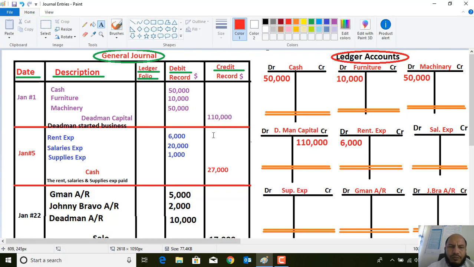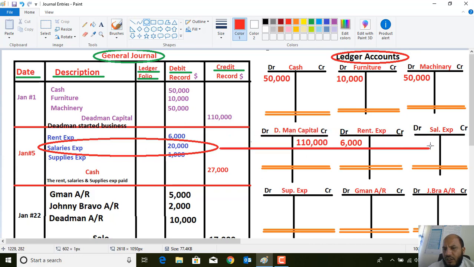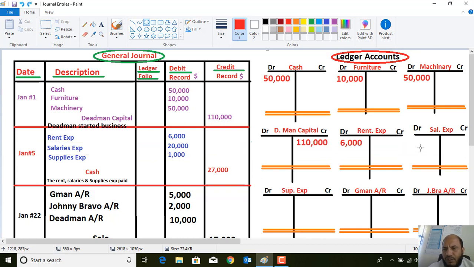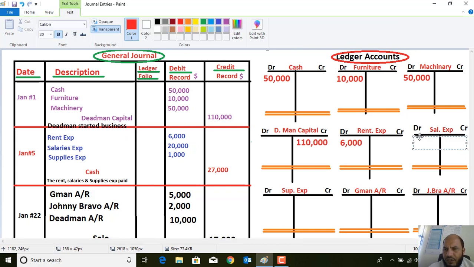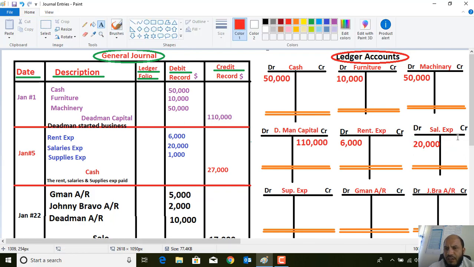Now, dear students, we have some salary expenses amount. The salary expenses amount is, for example, 20,000 rupees. So we will take the salary amount and record it at the salary expenses column, at the debit record. Let's record it over here at the salary expenses ledger. The amount is equal to 20,000 AFN. This is the salary expenses ledger.